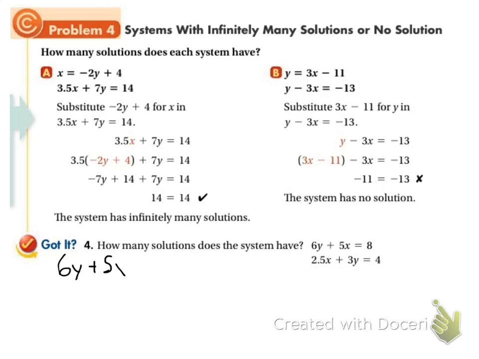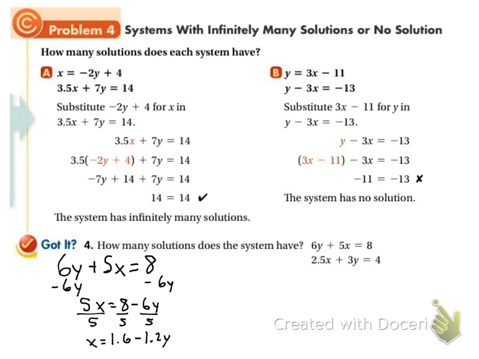6y plus 5x equals 8. And I'm going to solve for x. So I'm going to subtract 6y from both sides. So I get 5x is equal to 8 minus 6y. And then I'm going to divide everything by 5. So x is equal to, and then 8 divided by 5 is 1.6. Minus, and 6 divided by 5 is 1.2. So this is 1.2y. So now I've got x on its own. So x is equal to 1.6 minus 1.2y.